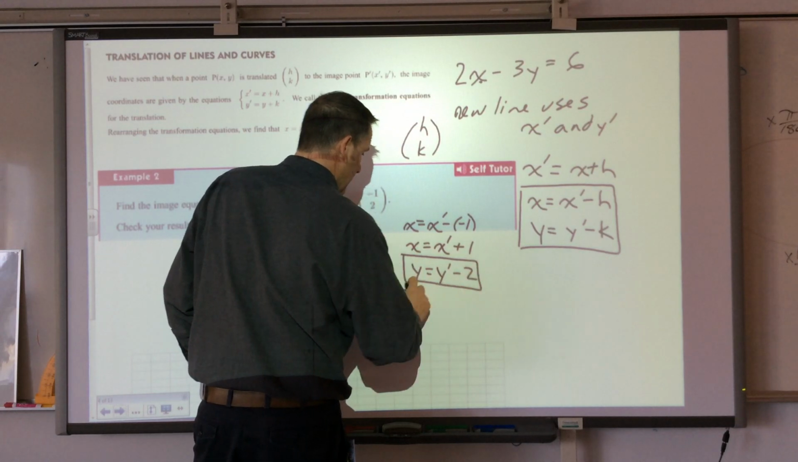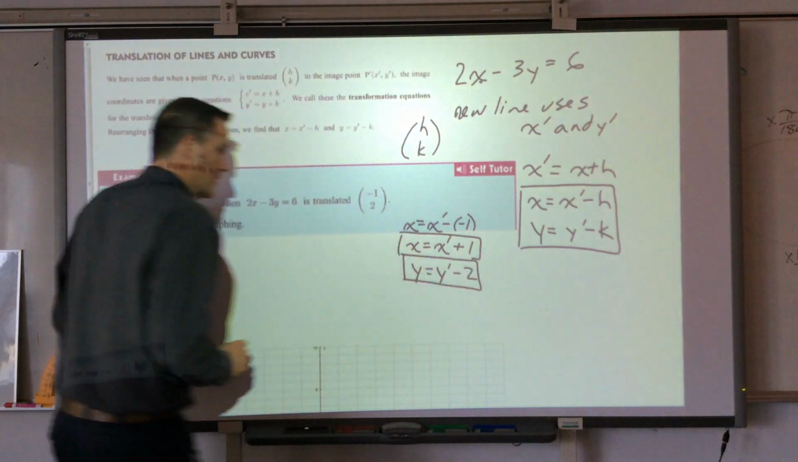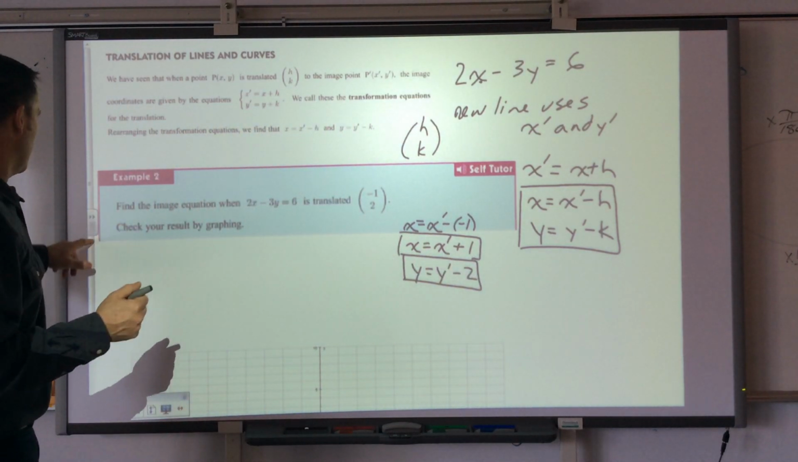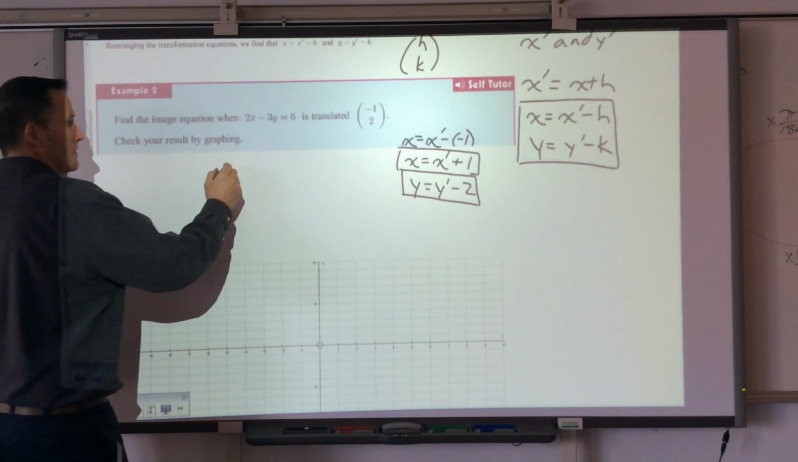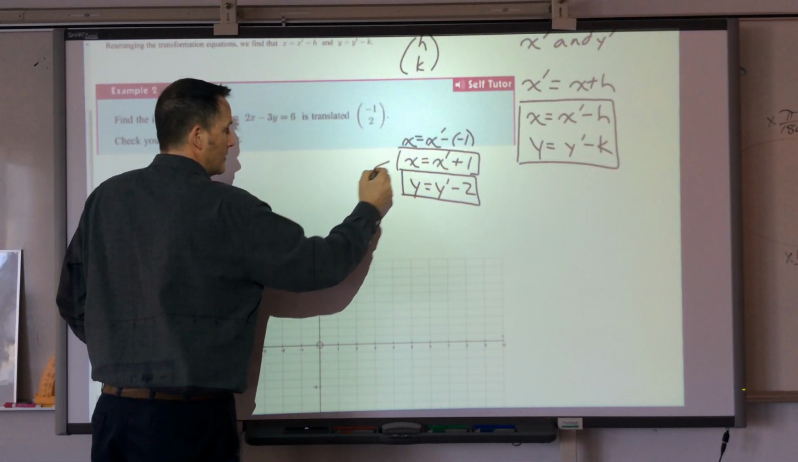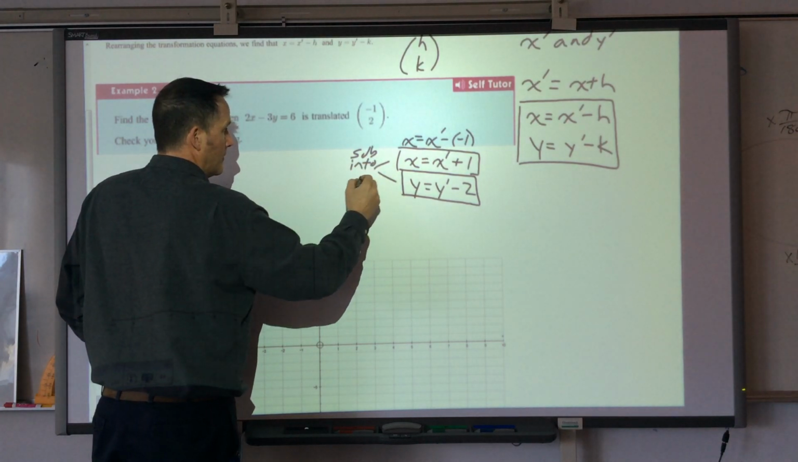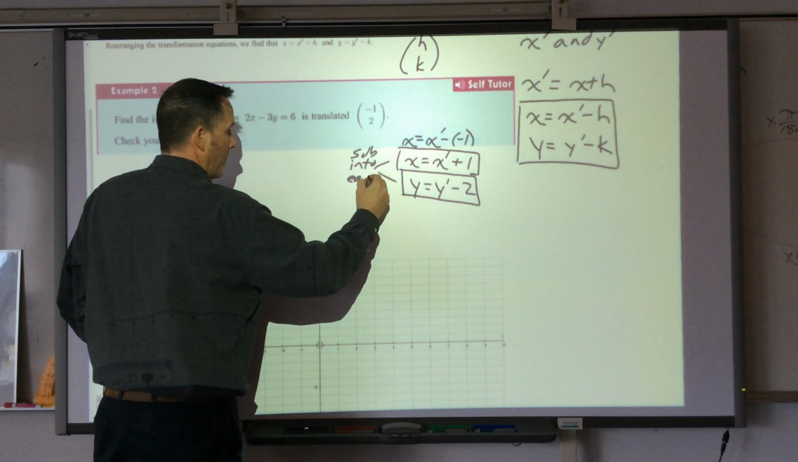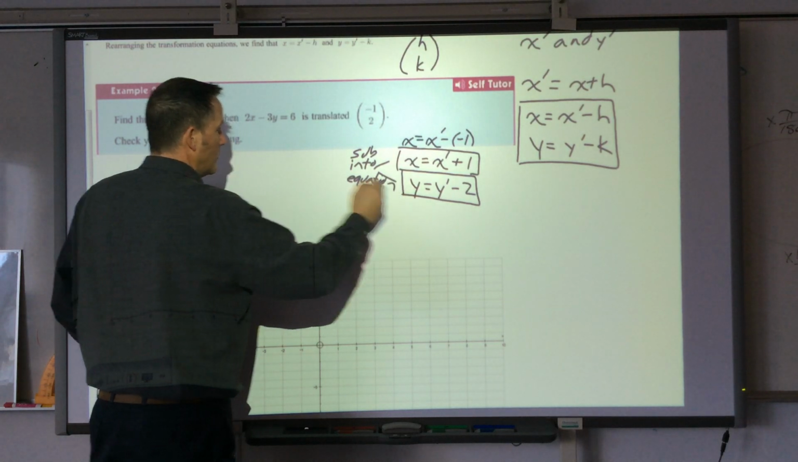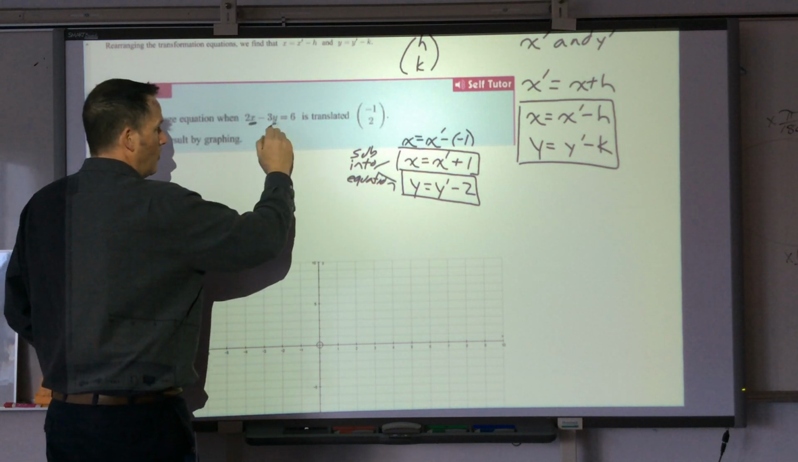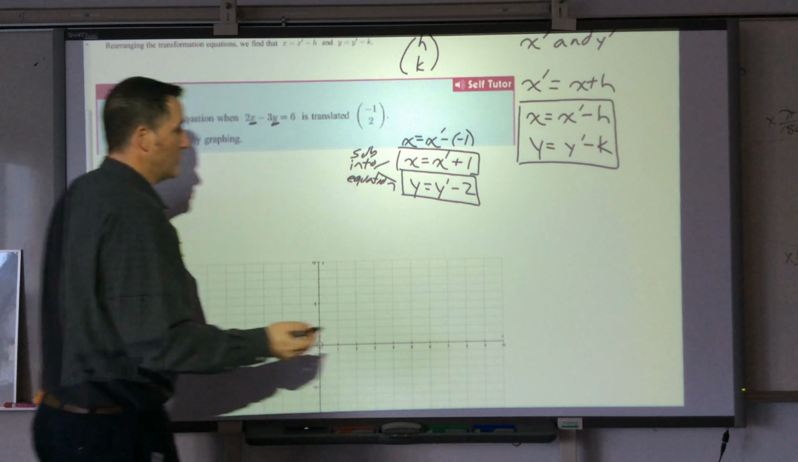So I use this and this to get my new equation, my translation equation. So I'm going to sub this into the original equation because I now know what x is and I know what y is, and that's going to give me my new equation.